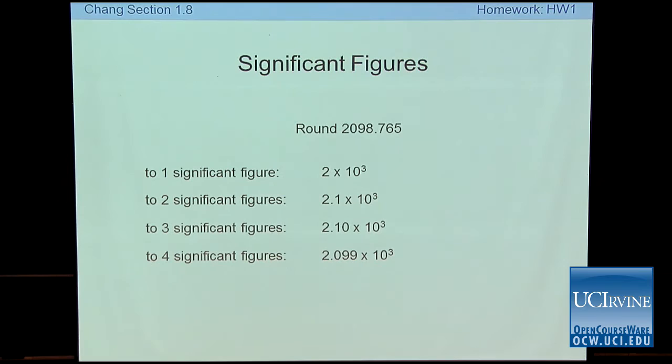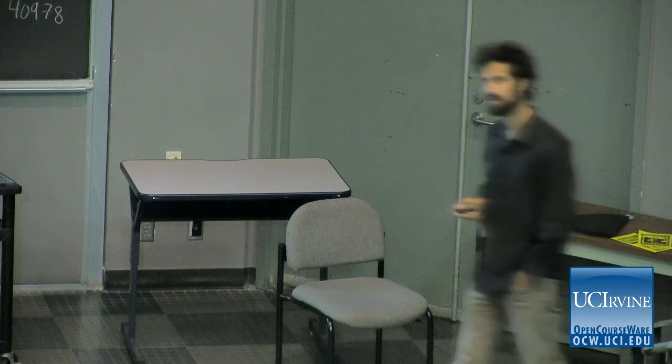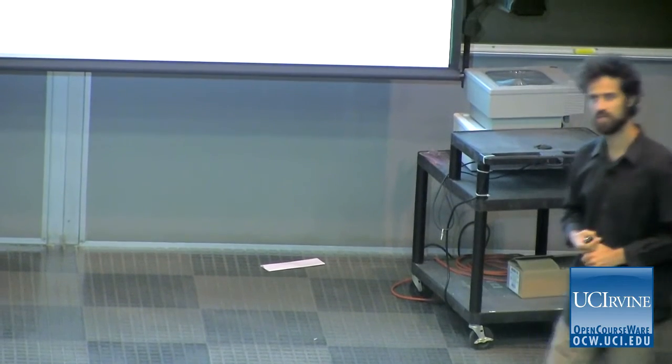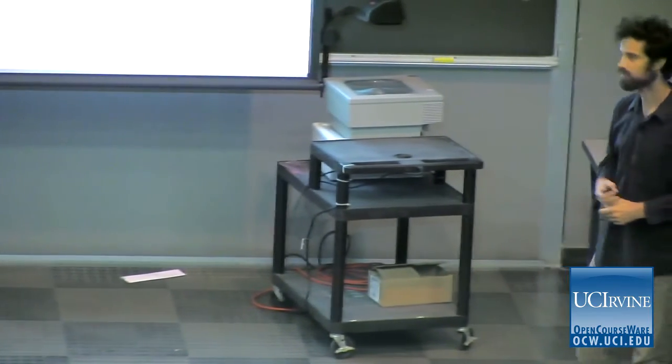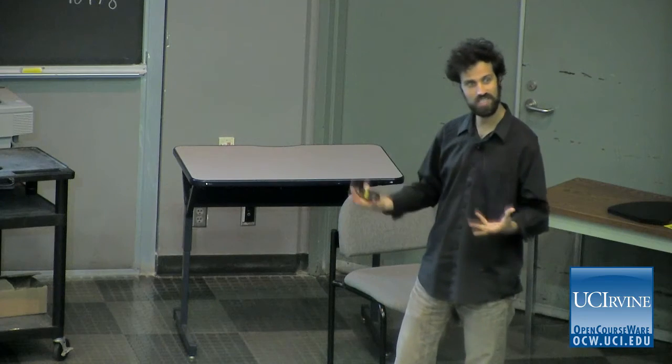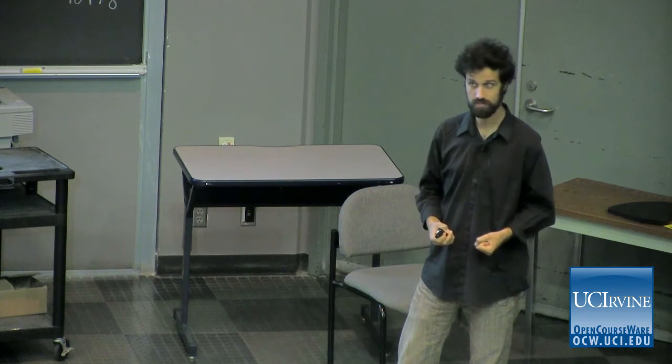Okay? Yes? For that one, do we have to use scientific notation, even though we already have 4 significant figures in there? You don't have to use scientific notation. That's right. You don't have to do it. You can say 2099. That's fine. It's just for completeness. It makes it easier to work with these numbers.